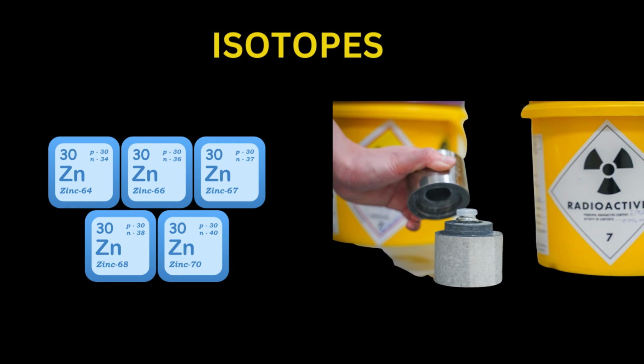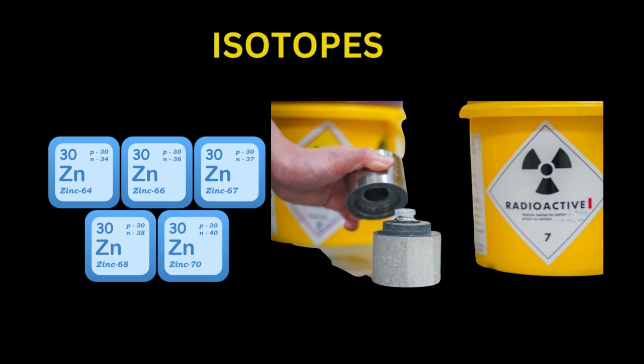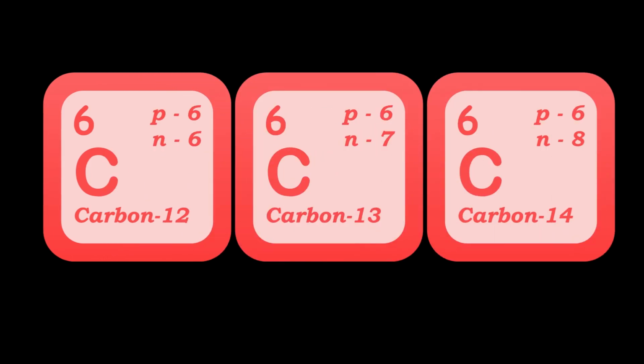Isotopes are variants of a chemical element that have the same number of protons but different numbers of neutrons in their atomic nuclei. This means isotopes of a particular element have the same atomic number, which defines the element, but different atomic masses. For example, carbon has 3 isotopes: carbon-12, carbon-13, and carbon-14. All 3 isotopes have 6 protons, since they are all carbon, but they differ in the number of neutrons. Carbon-12 has 6 neutrons, carbon-13 has 7 neutrons, and carbon-14 has 8 neutrons.